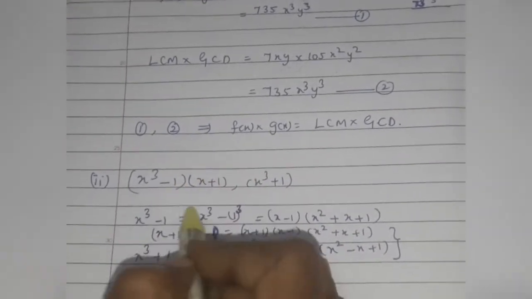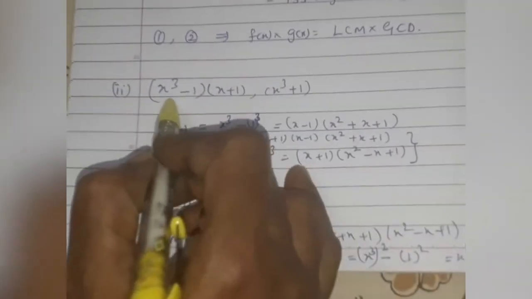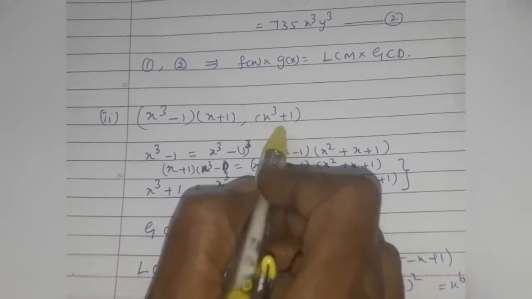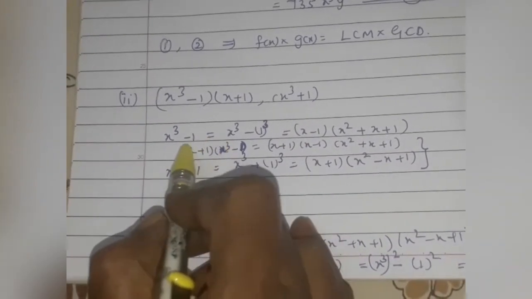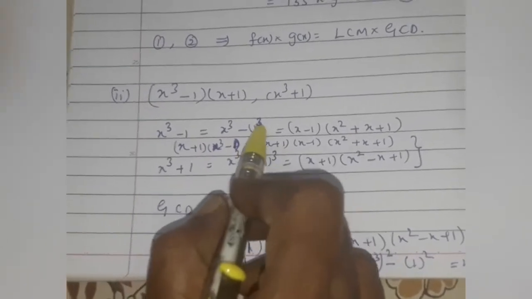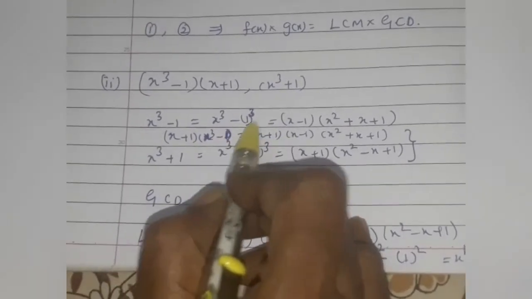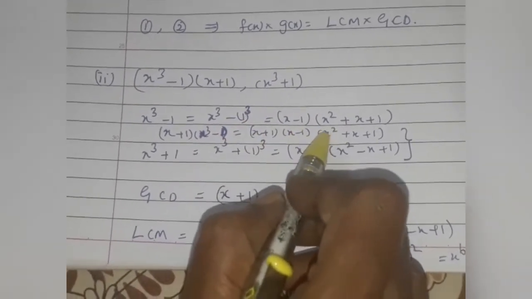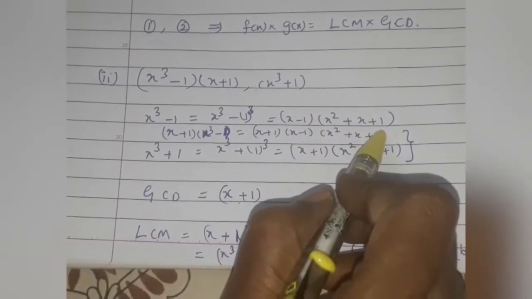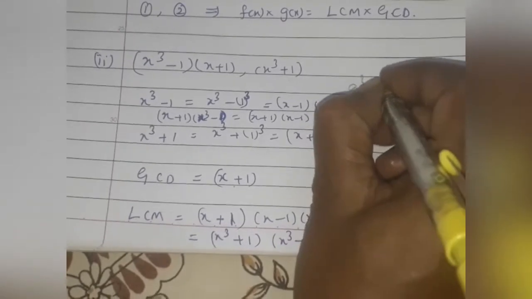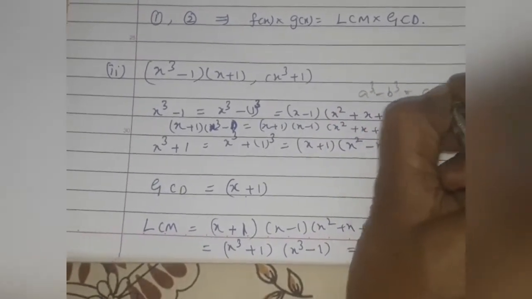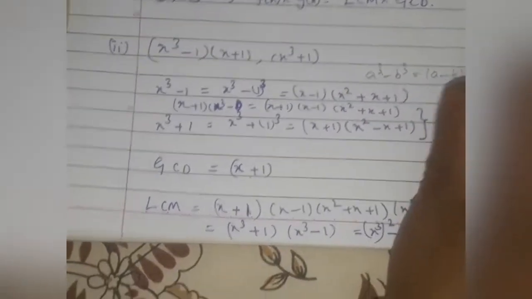The next one, the second sum, is x cube minus 1 into x plus 1, comma, x cube plus 1. For x cube minus 1, you can write that as x cube minus 1 cube. There is a formula for this: a cube minus b cube is equal to a minus b into a square plus ab plus b square.